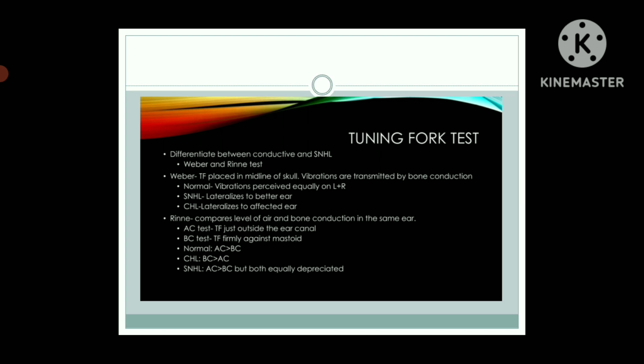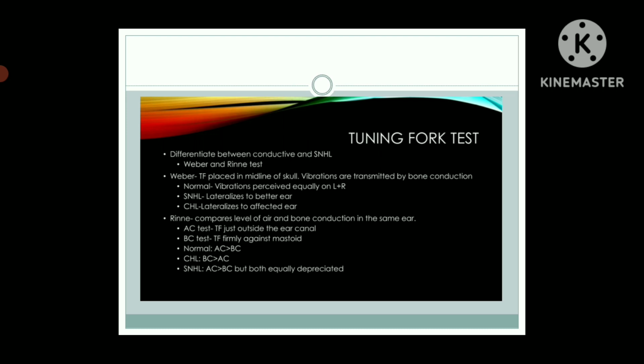This test is performed to differentiate between conductive and sensorineural hearing loss. In this we have to perform two tests, Weber and Rinne test. In Weber, we place the tuning fork in the midline of the skull and vibrations are transmitted by bone conduction. If this is normal, the vibrations are perceived equally on left and right; in case of sensorineural hearing loss, it lateralizes to the better ear, and in case of conductive hearing loss, it lateralizes to the affected ear.